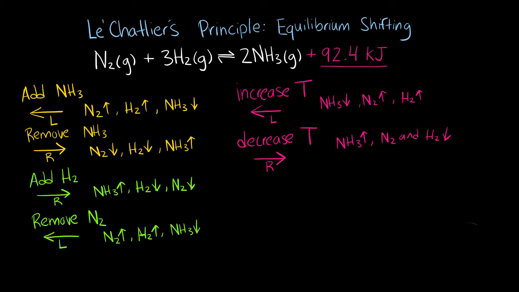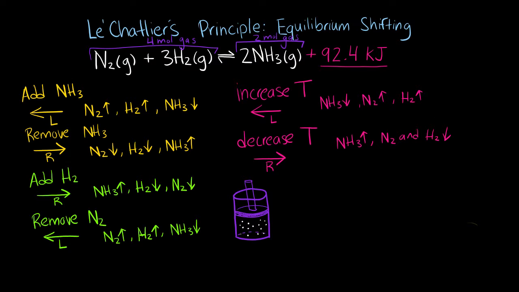The next change we're going to make is volume. Let's count up how much space this reaction takes up on the left by determining the number of moles. On the left side of this reaction, we have 1 plus 3, which is a total of 4 moles of gas. On the right side of this reaction, we have just 2 moles of gas total. This means that when this reaction runs from left to right and it creates product, the products actually take up less room or less volume than the reactants.